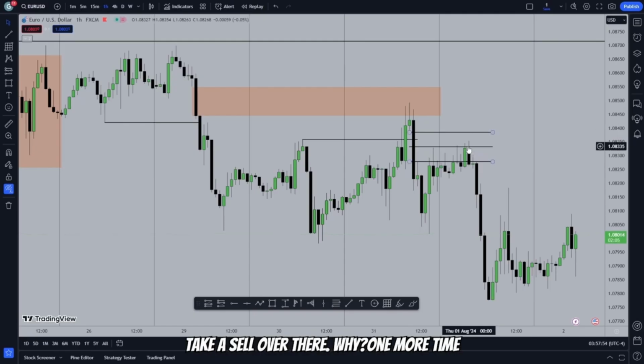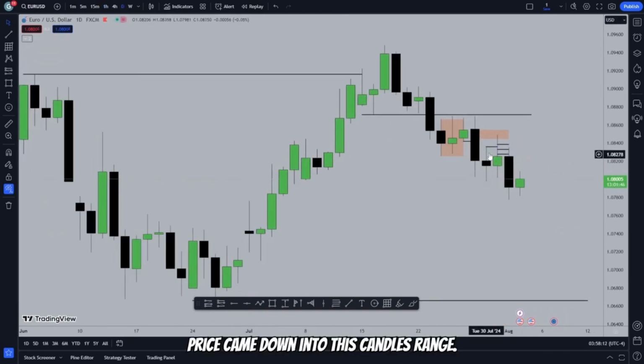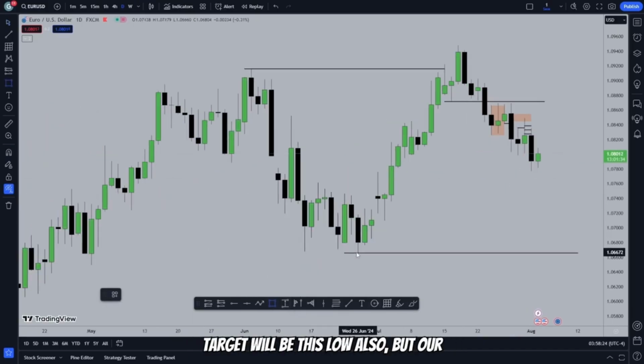Why? One more time, I'm telling you that the weekly time frame is bearish. The weekly time frame is telling that the bias will be bearish for the whole week, and on the daily time frame also it's bearish, because on the daily time frame you can see that price came down into this candle's range, and we are still in this big candle's range, so we can expect another expansion towards the downside. And what will be our target? Our target will be an imbalance, which is right over here. Our target can be this low also, but our first stop will be this imbalance right over here.